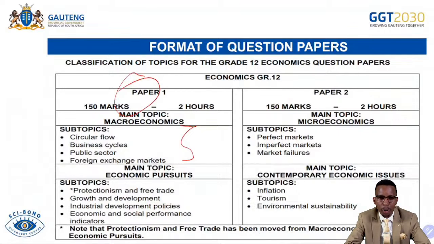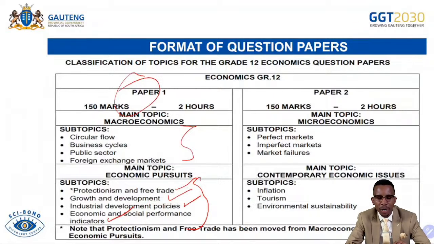And then the economic pursuit of the day. Here we have protectionism and free trade that will be covered today, also in a form of revision. Economic growth and development, a part of it will also be covered. Industrial development policies, a part of questions also will be coming from this topic in this lesson, as well as economic and social indicators, which has most of the questions also from here.